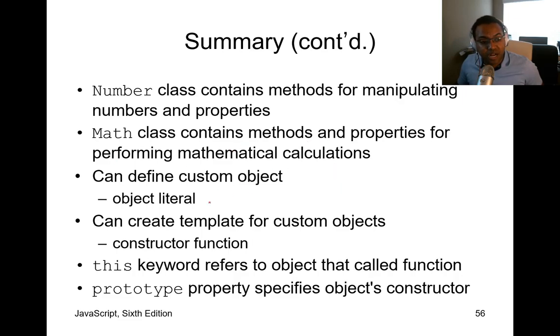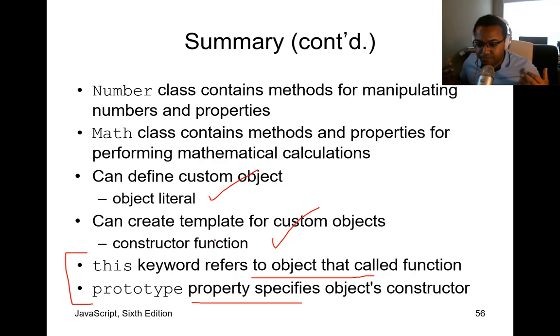And you can define custom objects by instantiating an object literal using curly braces. You can create a template for custom objects using the constructor function. The this keyword refers to the object that is called in the function, and the prototype property specifies the object's constructor. These two are very advanced, yet not so advanced ideas in JavaScript, which can be manipulated and used at great length. They can make the programming experience for JavaScript that much easier. That's what I'm trying to say.